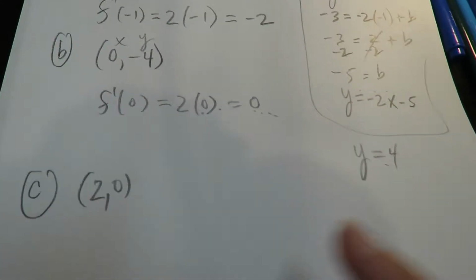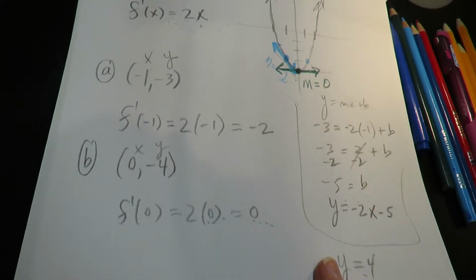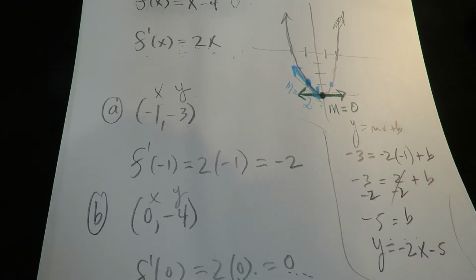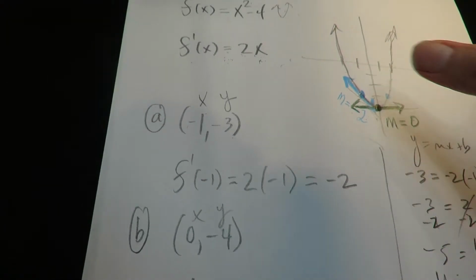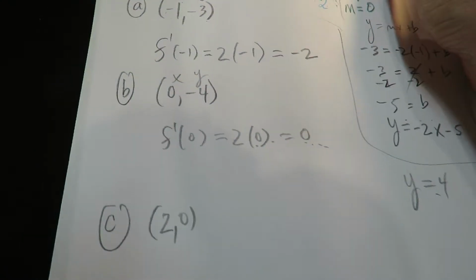Okay, gang, I just wanted to do one more point on this graph. My DS card had passed out on me. Okay, so let's do the point 2, 0.